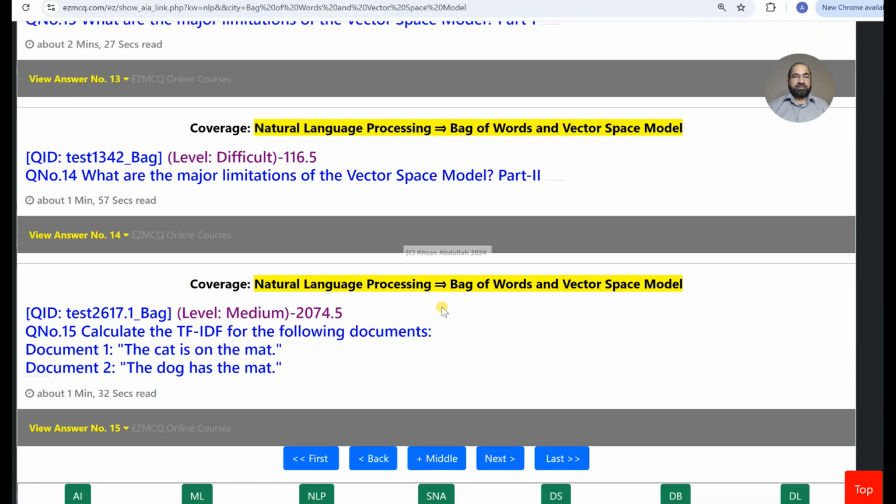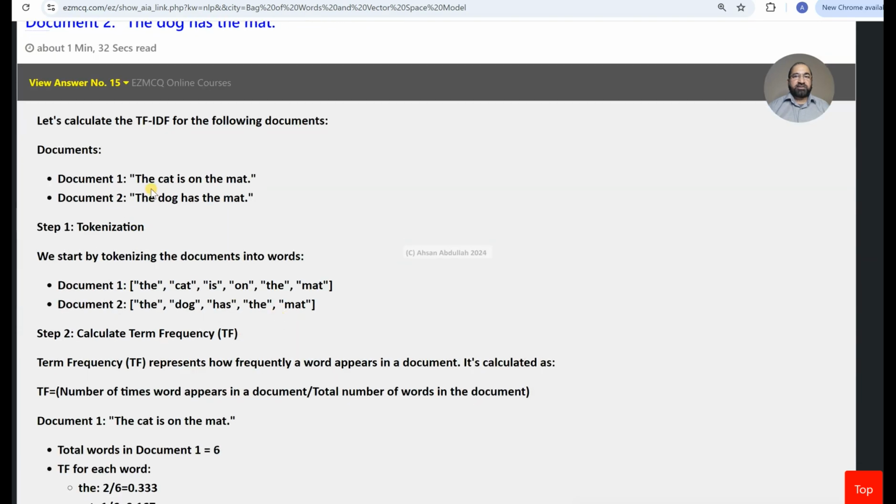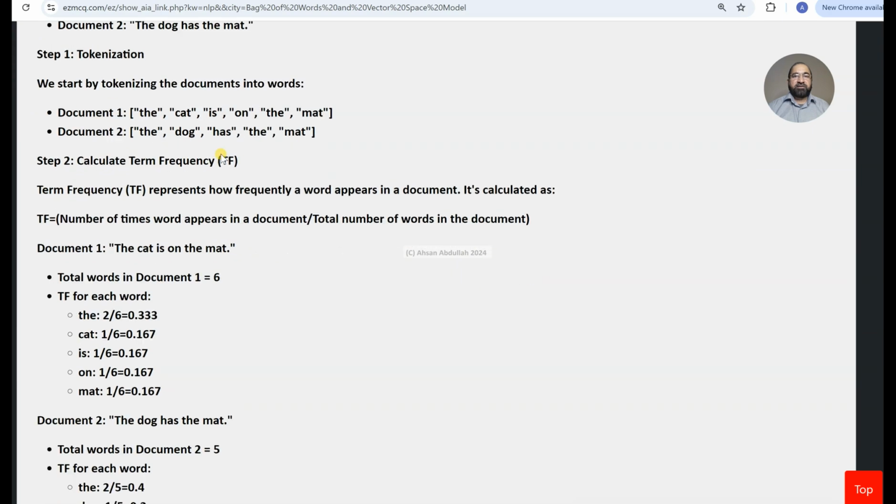To make this understanding more concrete, let's look at an example and calculate the term frequency and the inverse document frequency for a very simple example. The cat is on the mat and the dog has the mat. Of course, it can be very complex also. So let's click on the answer. We have these two documents written in front of you, and we start with tokenization. Every word becomes a token, a unigram.